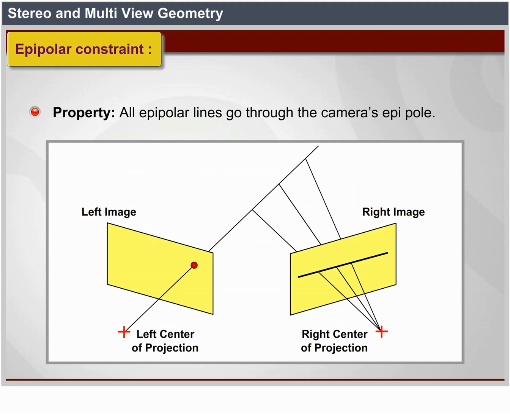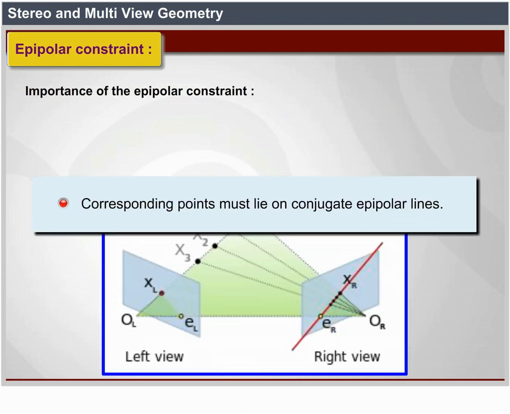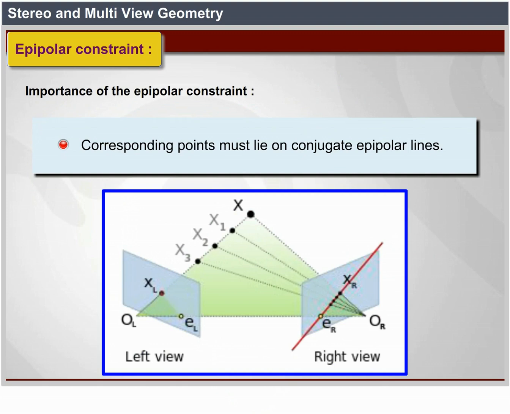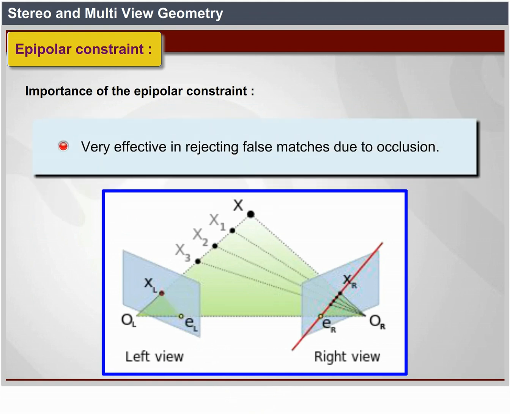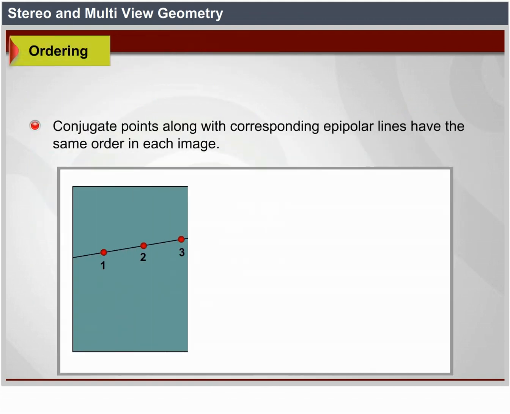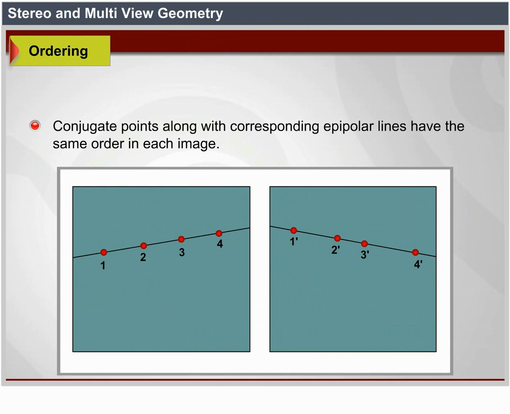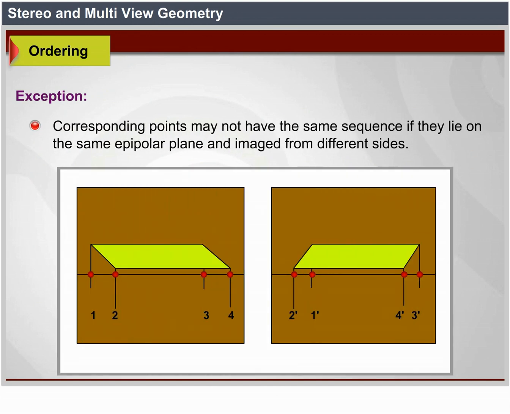Importance of the epipolar constraint. Corresponding points must lie on conjugate epipolar lines. The search for correspondences is reduced to a 1D problem. It is very effective in rejecting false matches due to occlusion. Ordering: conjugate points along corresponding epipolar lines have the same order in each image. Exception: corresponding points may not have the same order if they lie on the same epipolar plane and are imaged from different sides.